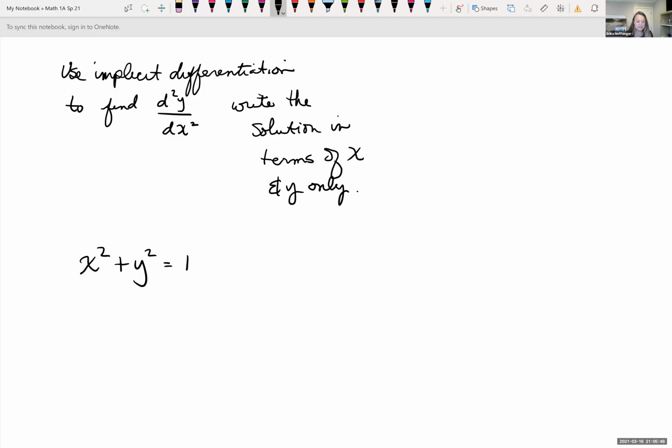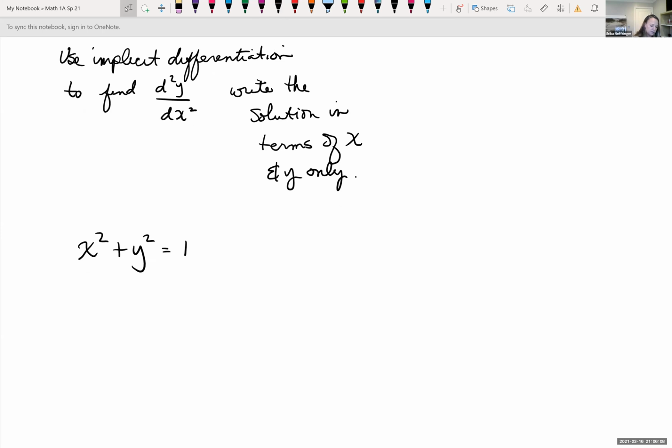Okay, so we're going to find the second derivative of x squared plus y squared equals 1, the unit circle. And it tells us they want us to use implicit differentiation, and our solution is only in terms of x and y. So let's go through here. Let's take the derivative of both sides. Well, the derivative of x squared, that's pretty easy, 2x, plus the derivative of y squared. Well, that's just 2y. But again, y is in terms of x. We have to tack on the derivative of the inside, dy dx, equals the derivative of 1, which is 0.